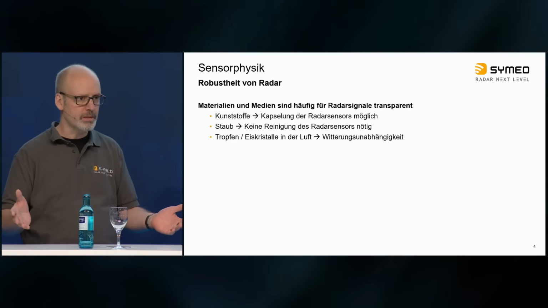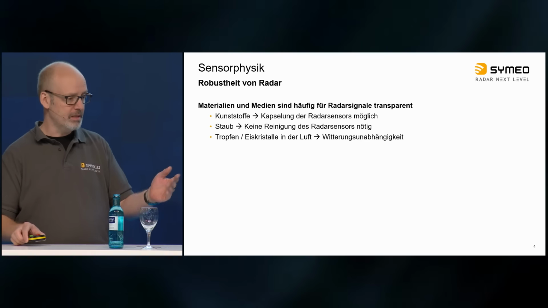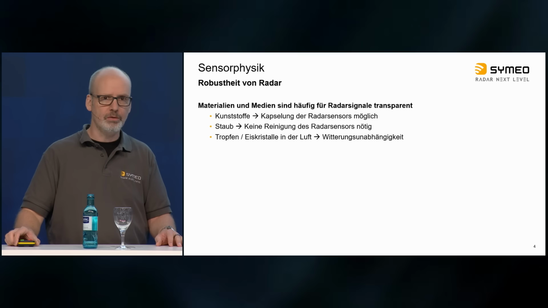As I said before, a fly is a bad reflector. Plastic is a poor reflector too. There is a penetration, so radar targets have many different properties. I can use that to optimize the robustness of the radar sensors. I can put the sensor into a plastic substance, it would work.